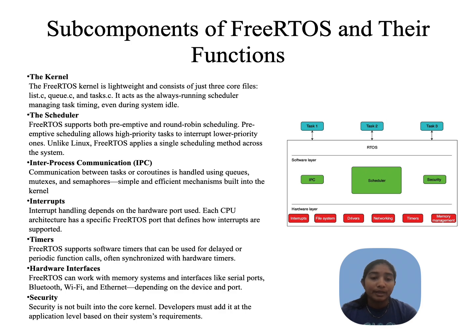Scheduler supports both preemptive and round-robin scheduling. In contrast to Linux, FreeRTOS applies just one scheduling strategy system-wide. Inter-task communication is handled through built-in mechanisms like queues, semaphores, and mutexes, which provide simple but effective data exchange and synchronization. Interrupts are hardware specific and handled by the FreeRTOS port for each CPU architecture. This allows precise control based upon the target hardware.